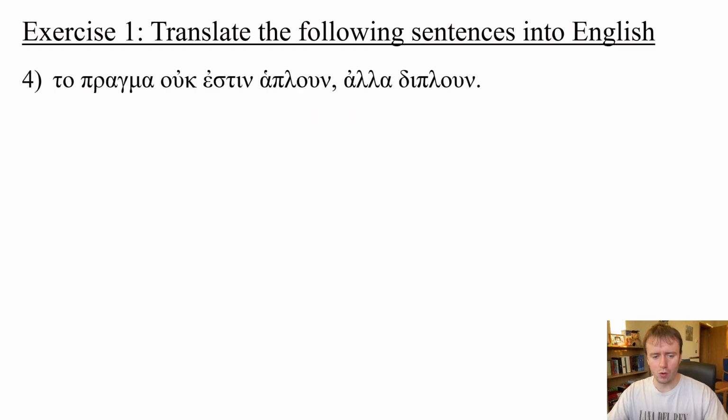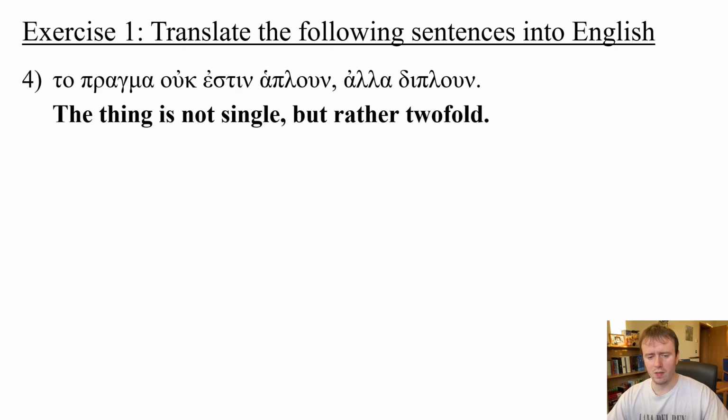Fourthly, we have to pragma uk estin haplun, alla diplun. This was a bit of a weird sentence. It means the thing is not single, but rather twofold. Or you could say the matter is not single, but rather twofold, or but rather double. Or you could just say but double, or but twofold. That's because to pragma means the thing or the matter, uk means not, estin is he, she, or it is.